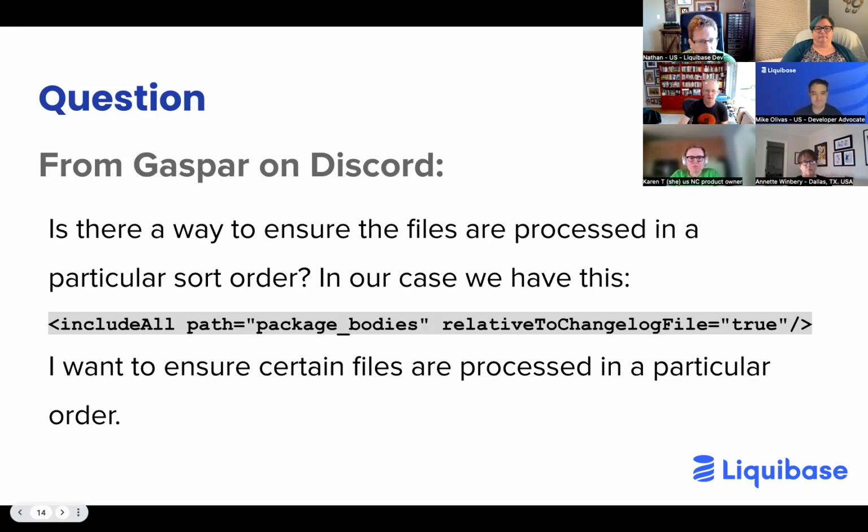All right, from Gaspar on Discord: is there a way to ensure the files are processed in a particular sort order? In our case, we have this includeAll, path to package bodies, relativeToChangelogFile is true. I want to ensure certain files are processed in a particular order. So I guess the question is, what is the sort order that includeAll uses when it picks up files from a directory?